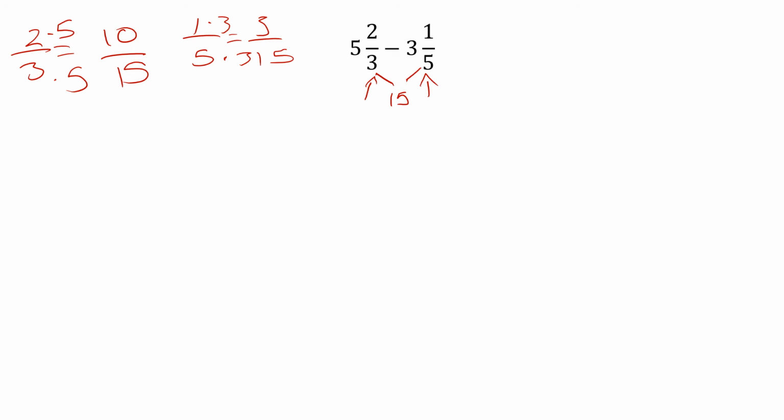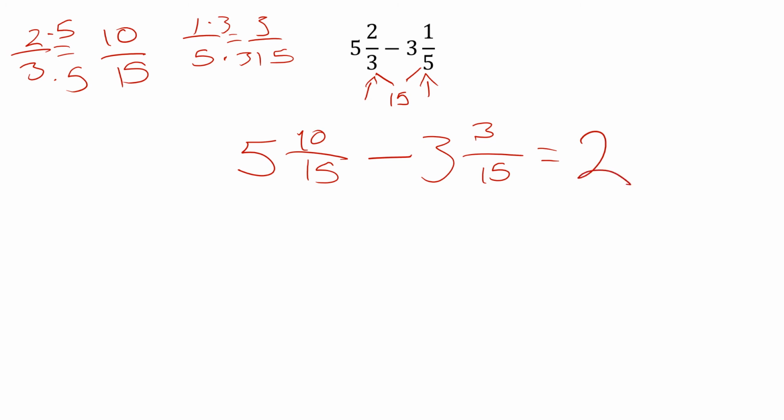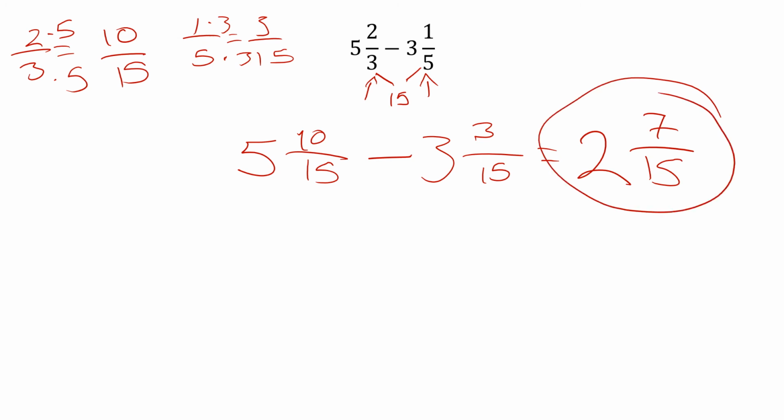Now that we have our two new equivalent fractions, let's substitute them into our problem. So now we have 5, 2/3 we converted to 10/15 minus 3, our 1/5 we converted to 3/15. Go ahead and subtract. 5 minus 3 is 2. 10/15 minus 3/15 is 7/15. Ask your two big questions. Is our fraction improper? 7/15. No, it is not. Can we reduce it at all? Is there anything that goes into both 7 and 15? And the answer to that is also no. This is the end of the line. We're done.